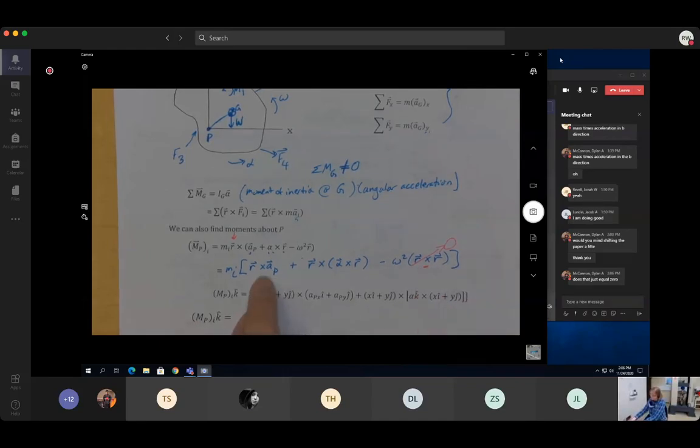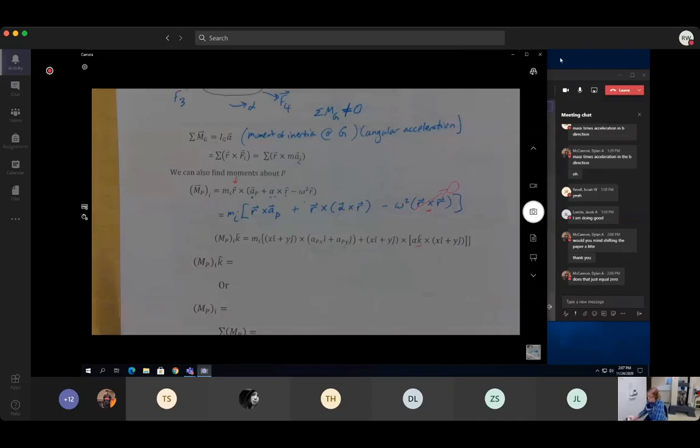Then this next line is taking what we have here and expanding it. So we're replacing R with X and Y, and then replacing our accelerations with their components, so AX and AY, and that's all the way through here. Alpha is going to be, we're rotating in the XY plane, so alpha is in the K-hat direction. And we did that so that we can work through our cross products here.